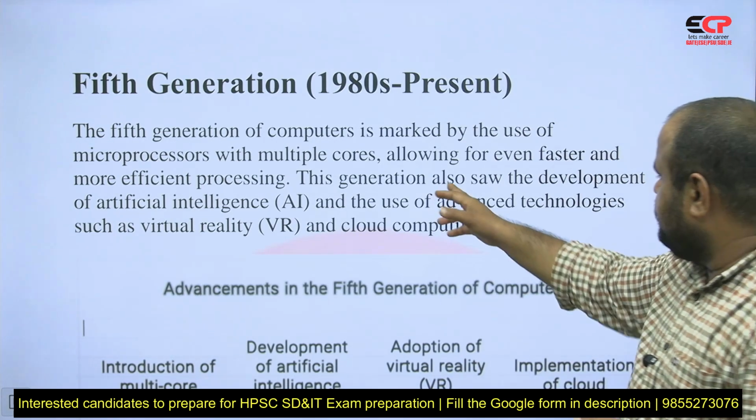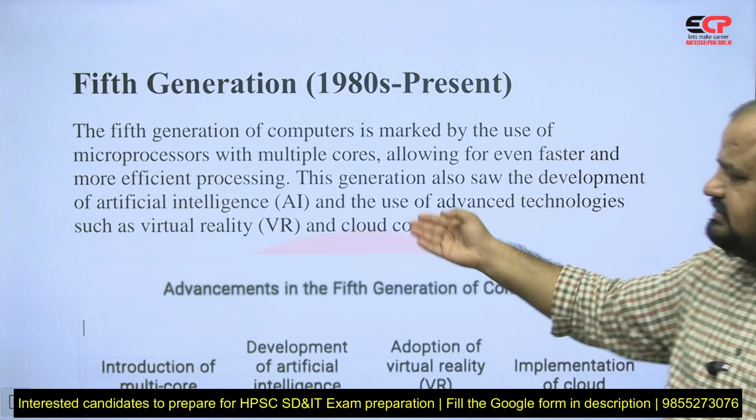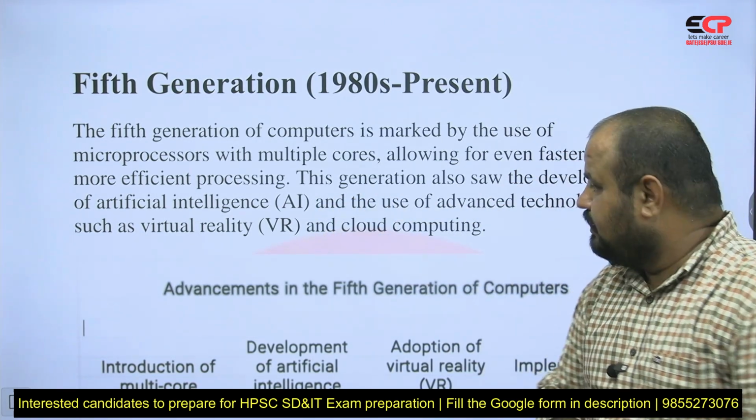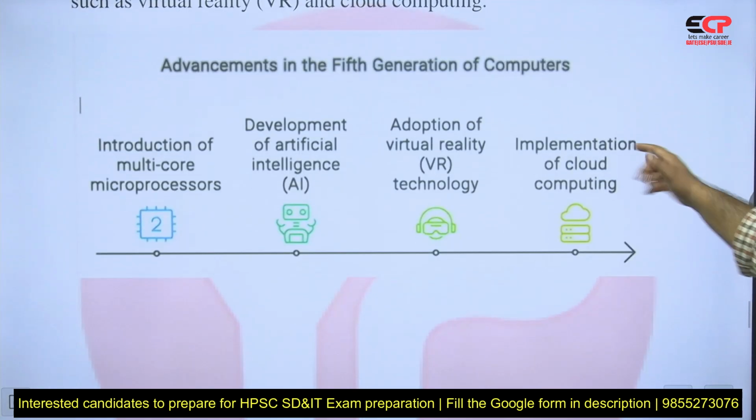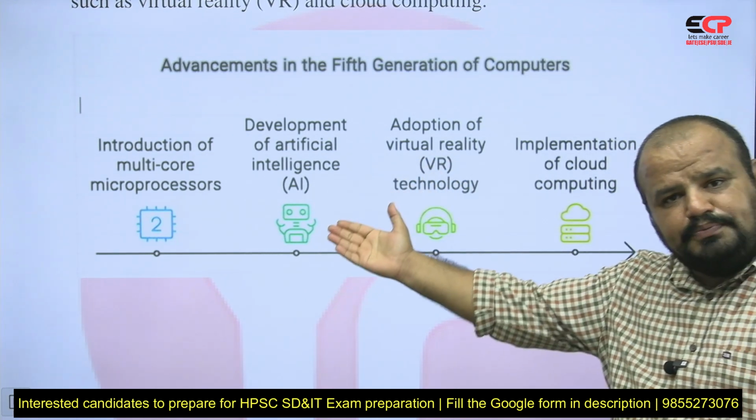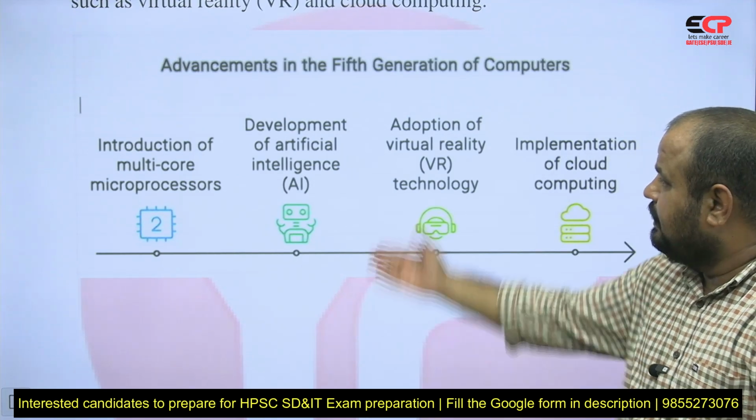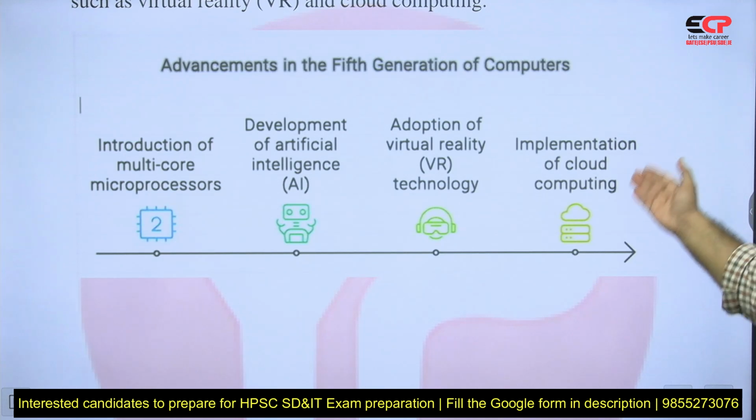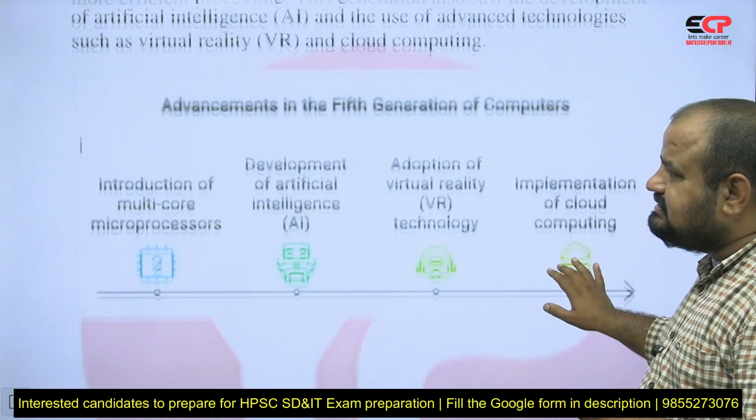Fine. So this generation also saw the development of AI, and the use of advanced technology such as augmented reality, virtual reality, and cloud computing. You know, cloud computing. So this is the advancement in the fifth generation: the introduction of multi-core processors, where multiple instructions can be executed simultaneously, the development of AI, AR/VR technology, and cloud computing. So these are the 5 major generations.